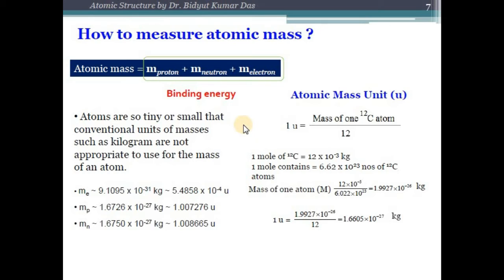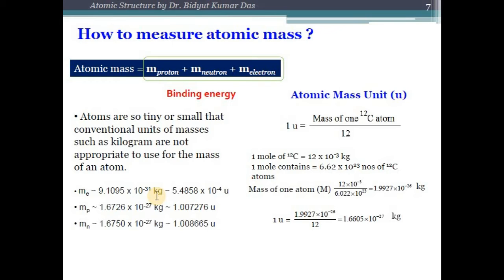On the other hand, atoms are so tiny that conventional units of mass, for example kilogram or gram, are not appropriate to represent atomic masses. For example, the mass of the electron is 9.1095 times 10 to the power minus 31 kg, whereas the mass of the proton is 1.6726 times 10 to the power minus 27 kg, which are very small masses in terms of kilograms.